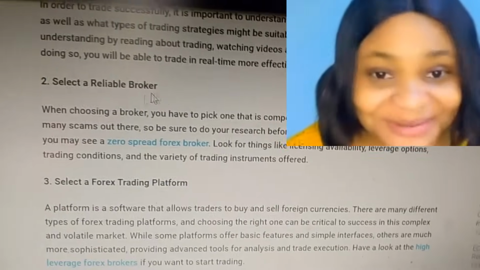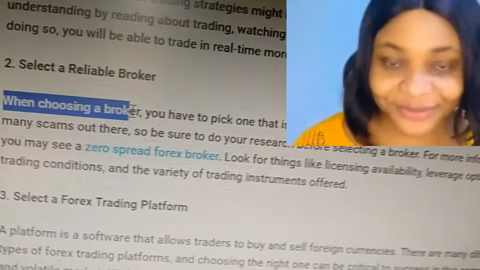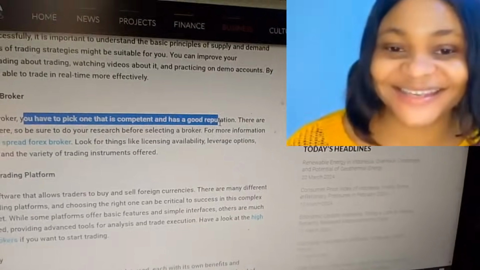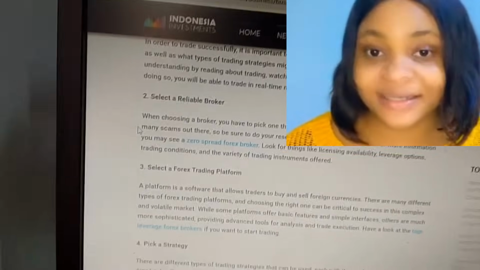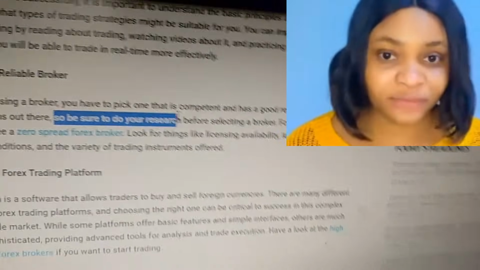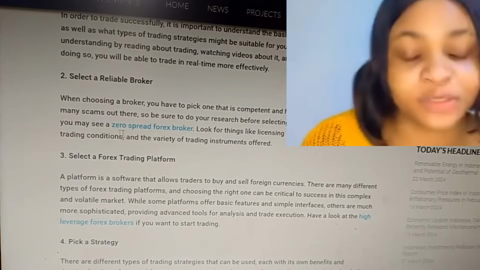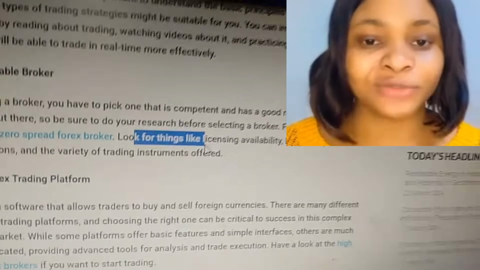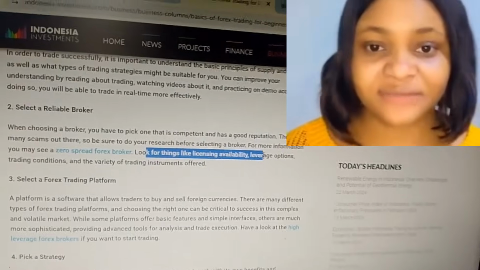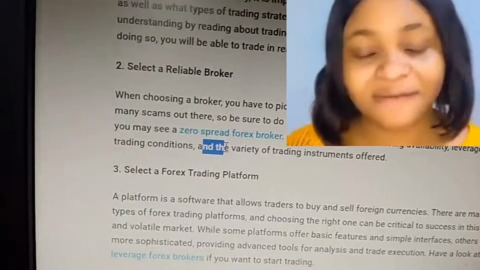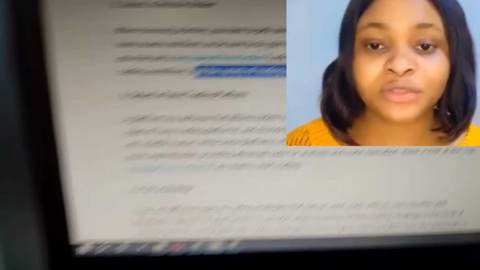Second, select a reliable broker. When choosing a broker, you have to pick one that is competent and has a good reputation. There are many scams out there, so be sure to do your research before selecting a broker. For more information, you may see zero spread forex brokers. You have things like ability levels, operation options, trading conditions, and the variety of trading structures offered.